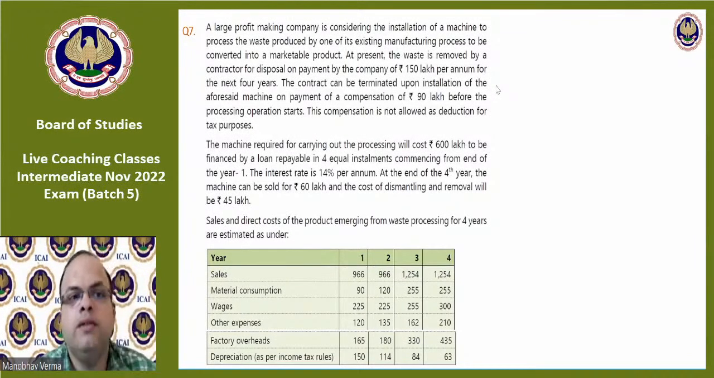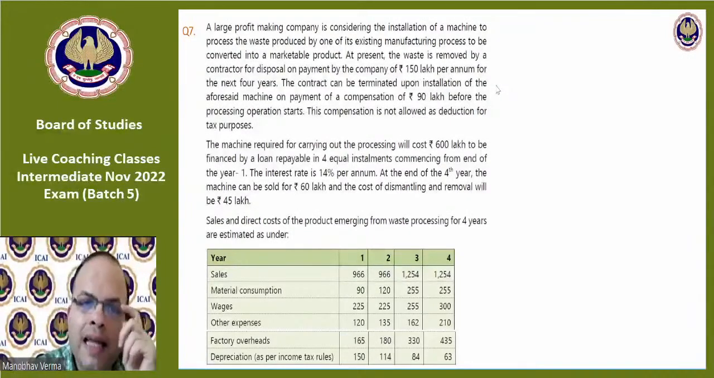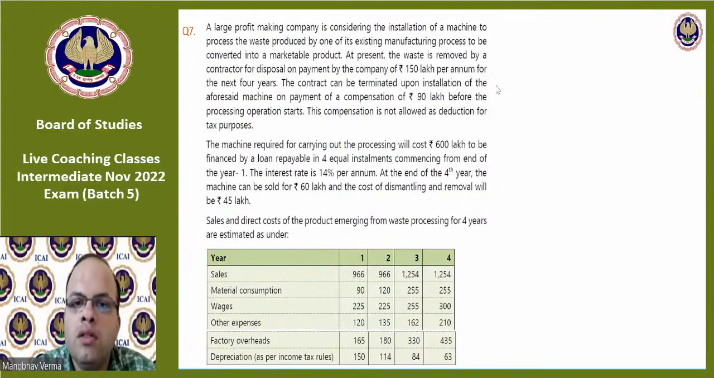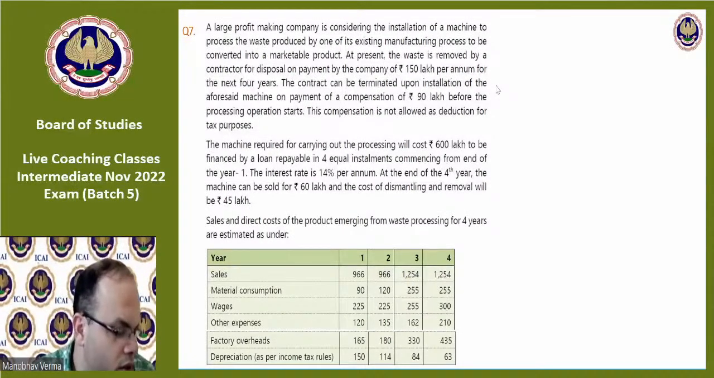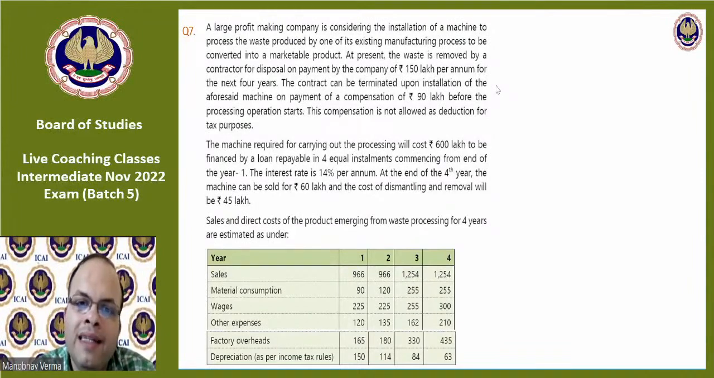Machine required for carrying out the processing will cost 600 lakhs, to be financed by a loan repayable in 4 equal installments, commencing from the end of the year 1. And we are talking about an interest rate of 14%. At the end of the 4th year, the machine can be sold for 60 lakhs and the cost of dismantling and removal will be 45.